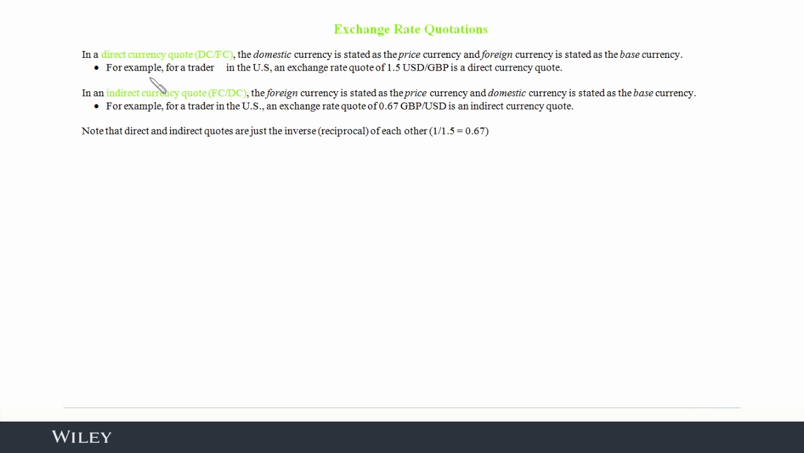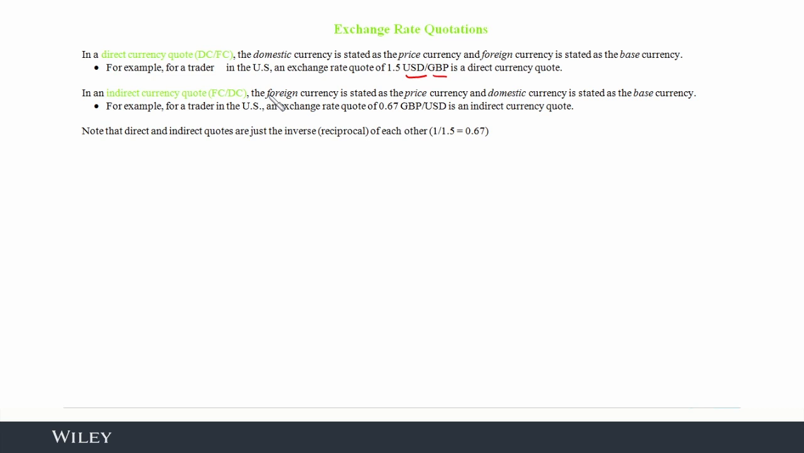For example, for a trader in the United States, an exchange rate quote of $1.5 per pound is a direct exchange rate quote because the dollar is the numerator or the price currency, while the foreign currency, the pound, is the denominator or the base currency. In an indirect currency quote, the foreign currency is stated as the numerator or the price currency, while the domestic currency is stated as the base currency in the denominator.